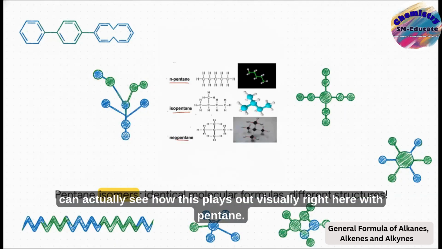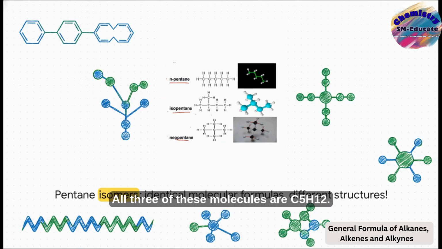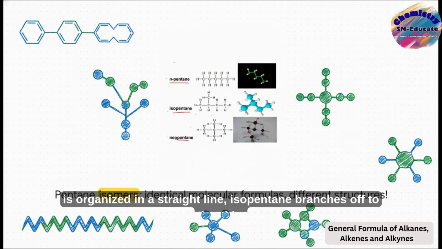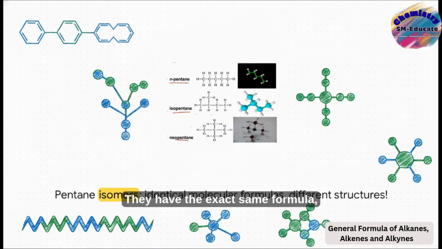You can actually see how this plays out visually right here with pentane. All three of these molecules are C5H12. They all have 5 carbons and 12 hydrogens. But look at them. N-pentane is organized in a straight line, isopentane branches off to the side, and neopentane looks almost like a little cross or a star. They have the exact same formula, but their chains are organized entirely differently.